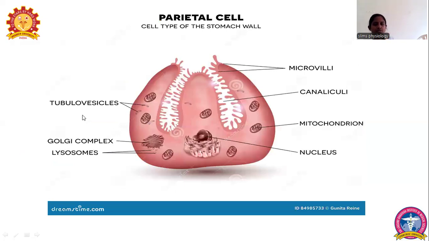Now we'll move on to the specific structure of the parietal cell. This is how a parietal cell looks. We can note down this is the apex of the parietal cell and this is the basal end of the parietal cell. So the opening of the cell is located on the apical surface. These are villus, microvillus structures present on the apical membrane of the parietal cell. And they have a canaliculus through which the secretion gets into the lumen.